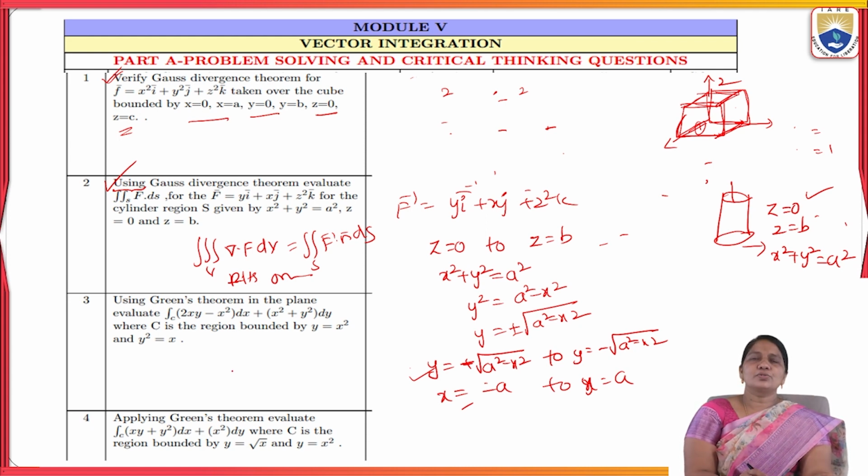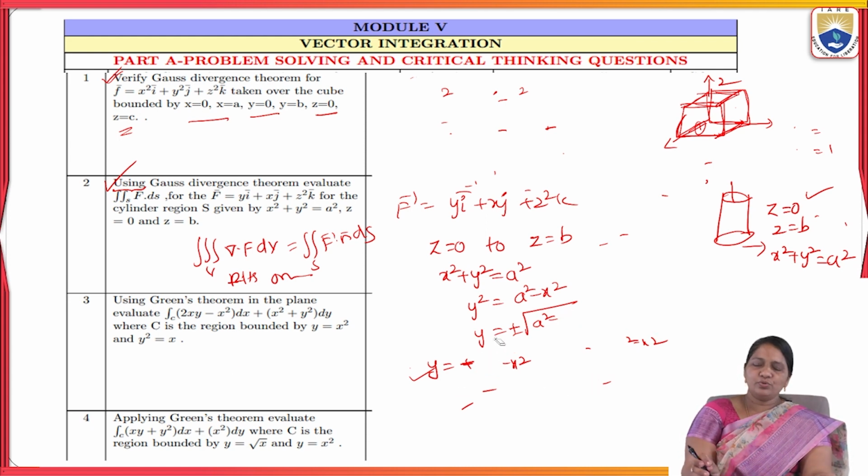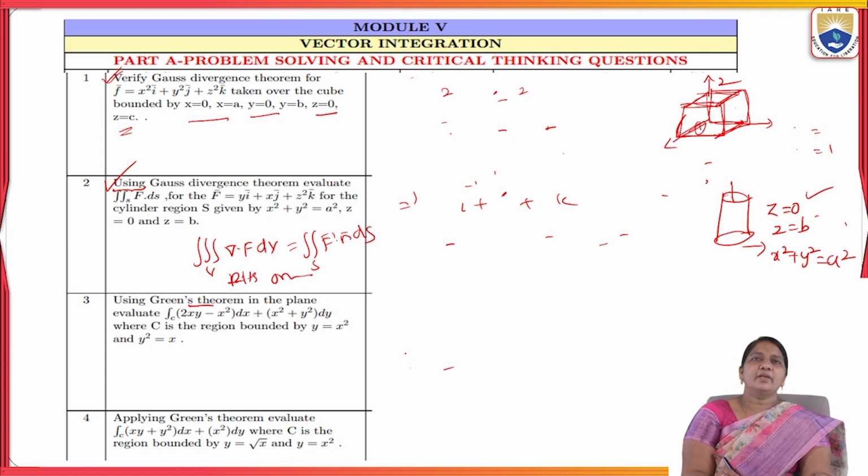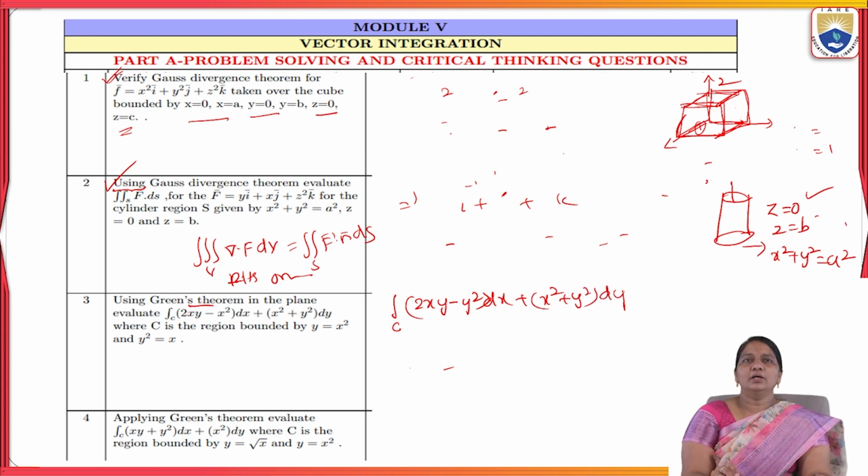See the third question. The third one is they are asking here, using Green's theorem. So what is the Green's theorem statement? You have to remember. In the plane, evaluate the double integral over c of (2xy minus y square) dx plus (x square plus y square) dy, where c is the region bounded by y equal to x square and y square equal to x.